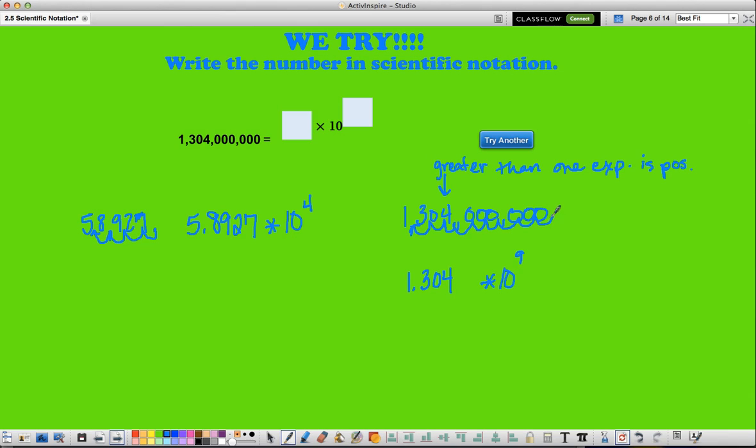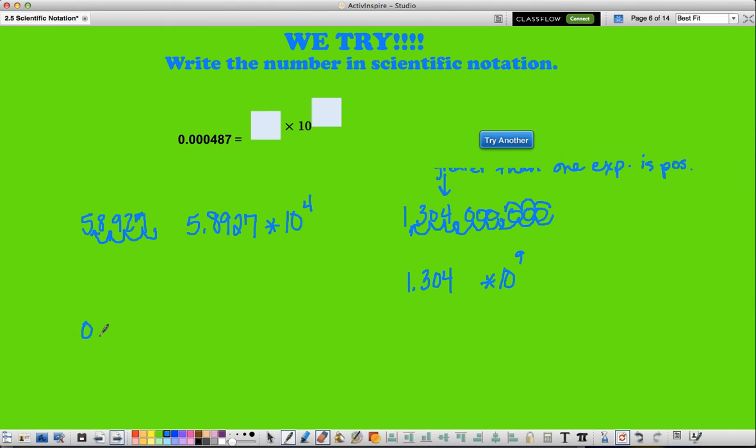Now, one thing that I do caution you on is students like to count like this. They go 1, 2, 3, 4. You don't count the comma. The comma is not a place value. It's just showing you that you're moving to the next chunk. So do not double count those commas.